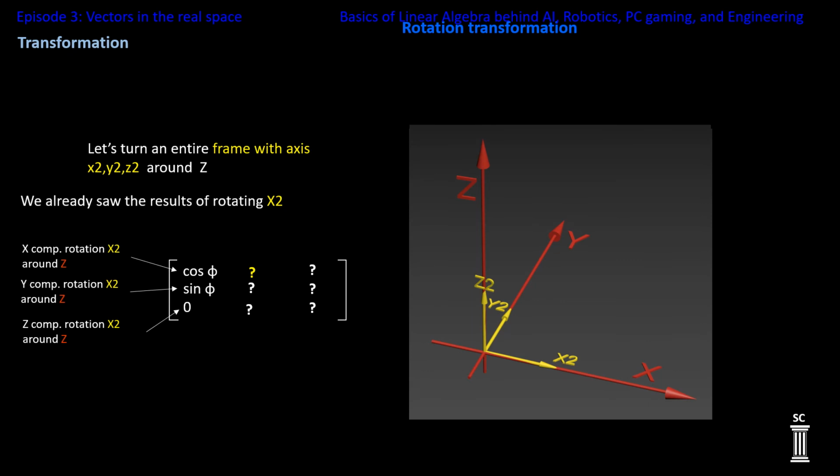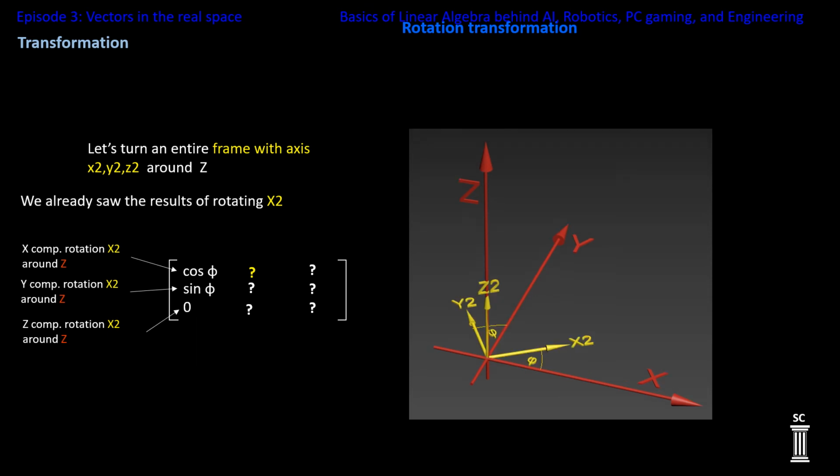Now let's be a bit more ambitious and rotate an entire frame around the z-axis. The yellow frame consists of 3 unit vectors: x2, y2 and z2. We already saw the results of the projections of the yellow x2 onto the red frame. They were cosine phi, sine phi and 0.